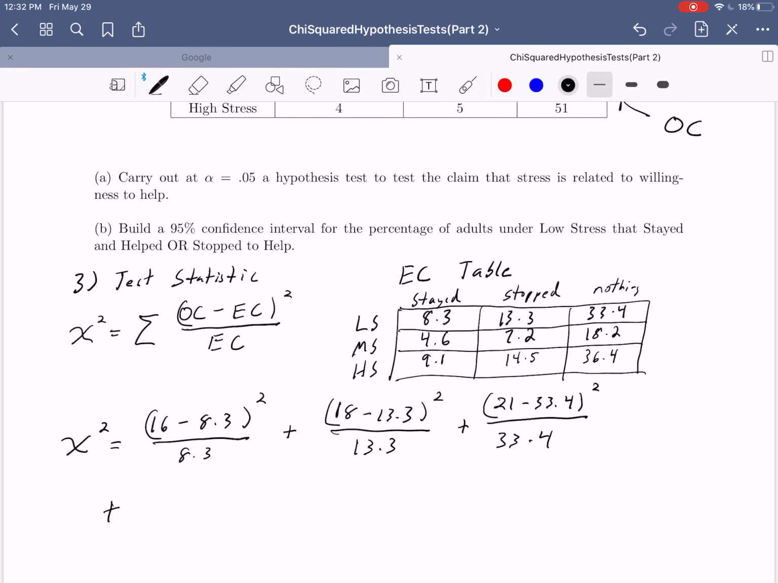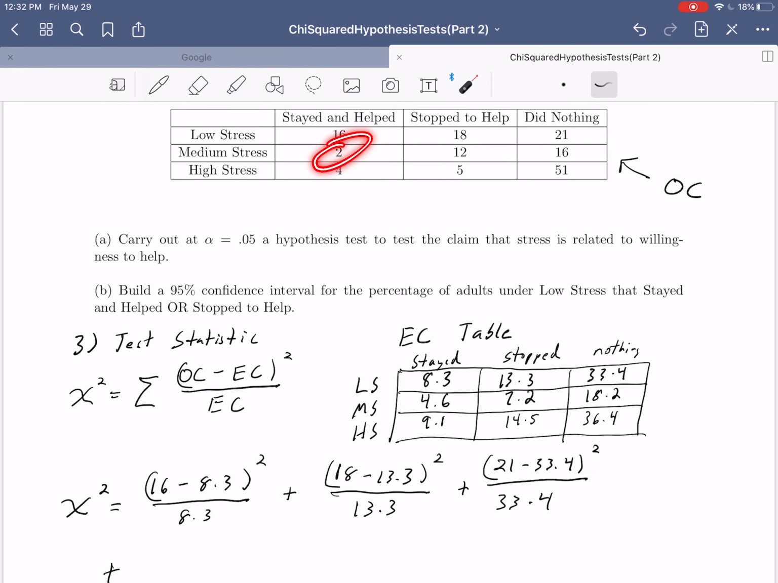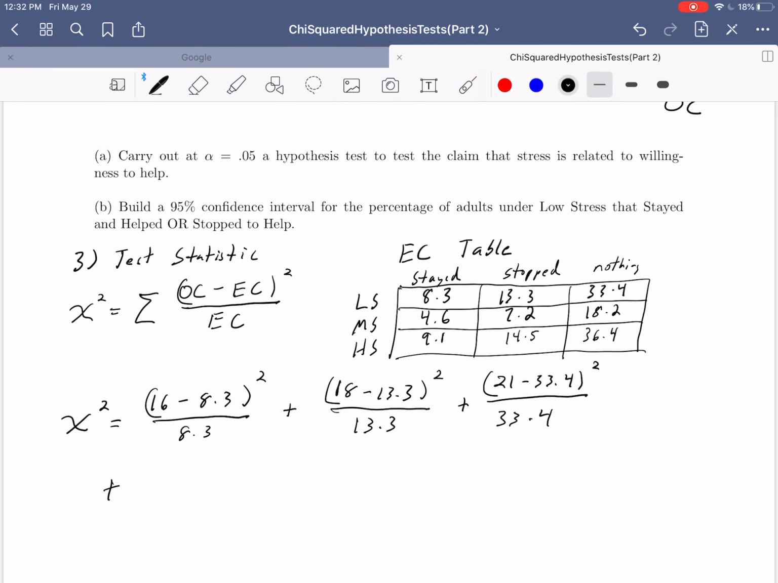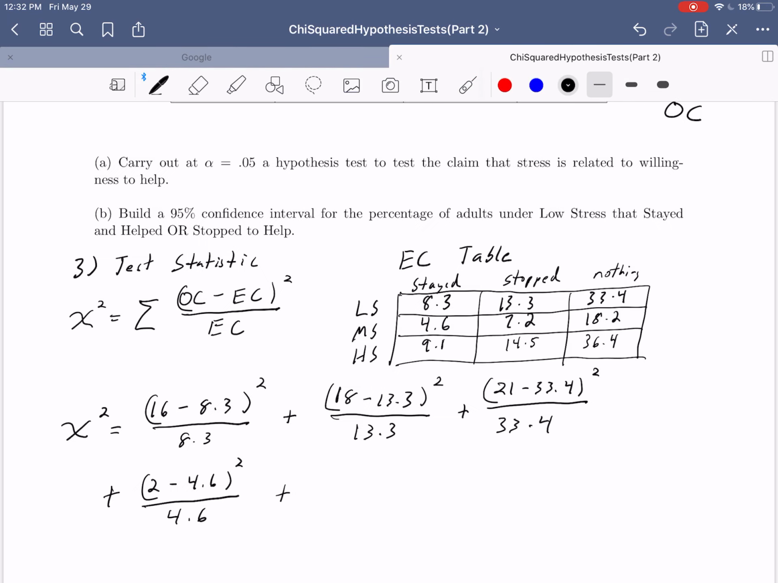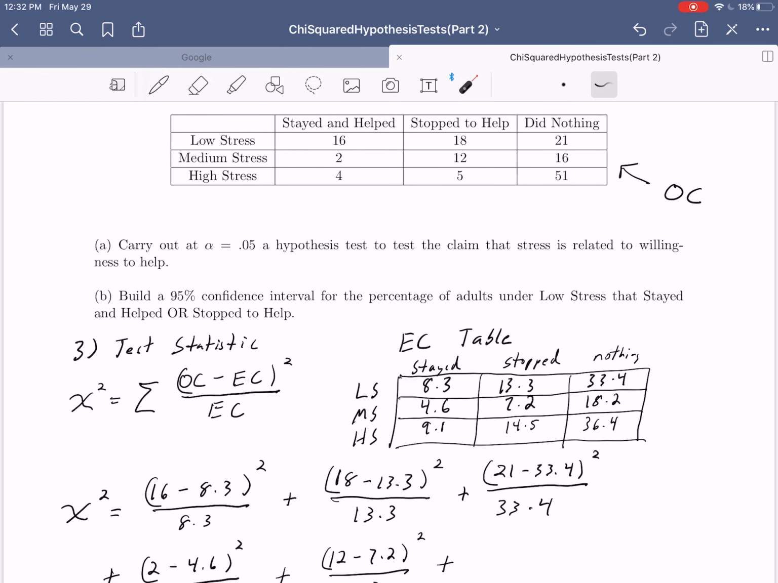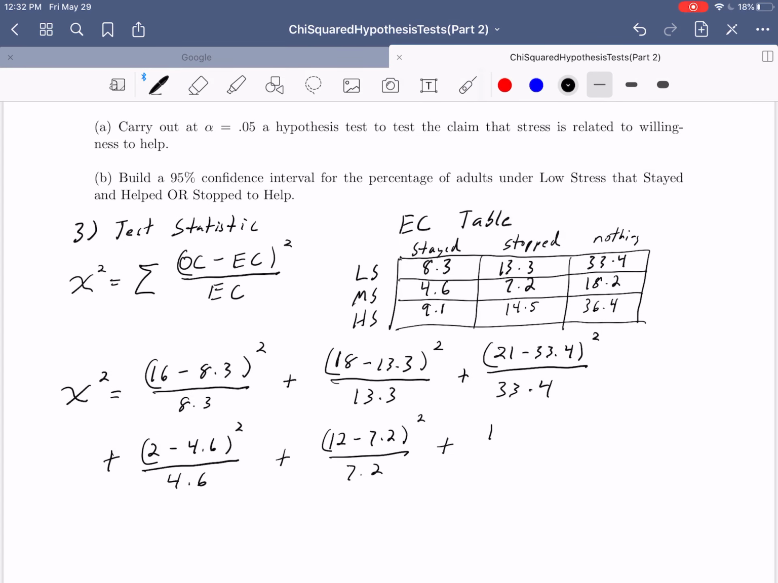Then plus, now we're on to our next row. We observed 2 against an expectation of 4.6. So 2 minus 4.6 squared over 4.6. Plus, we observed 12 versus an expectation of 7.2. So 12 minus 7.2 squared divided by 7.2. Plus 16 versus an expectation of 18.2. So 16 minus 18.2 squared over 18.2.